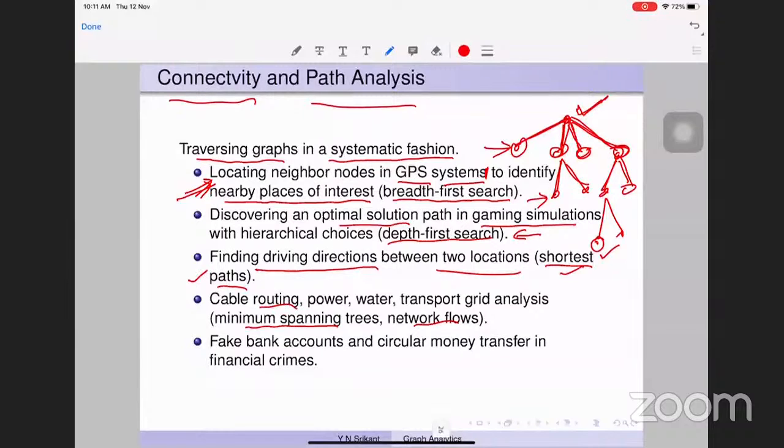Cable routing, power, water, transportation grid analysis. These are all well-known examples of using minimum spanning trees and network flows.